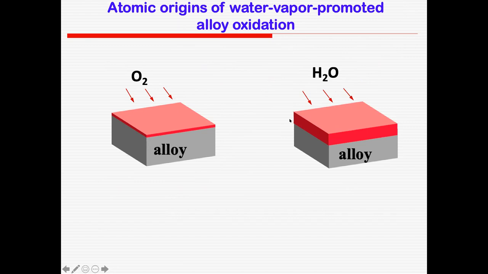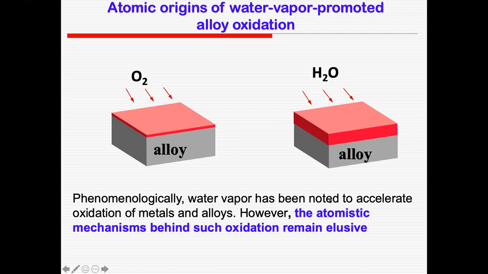So water vapor has been noted from many experimental studies to show accelerated oxidation, which means it can develop a thicker oxide layer. But the atomistic mechanisms for such enhancement in oxide growth are still not clear. So that's why we look at why water vapor can induce a faster oxidation rate.